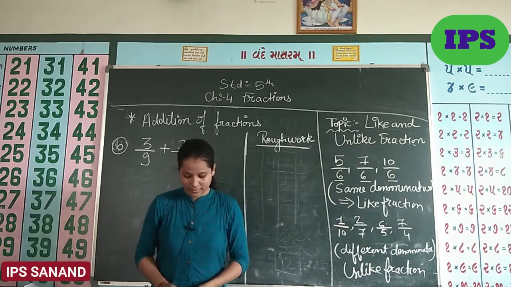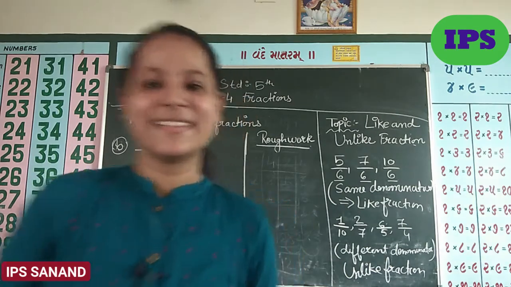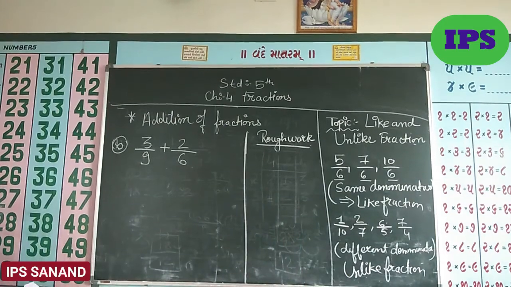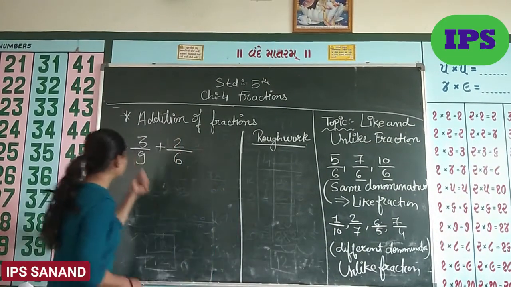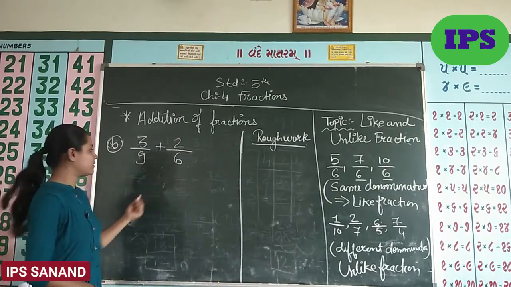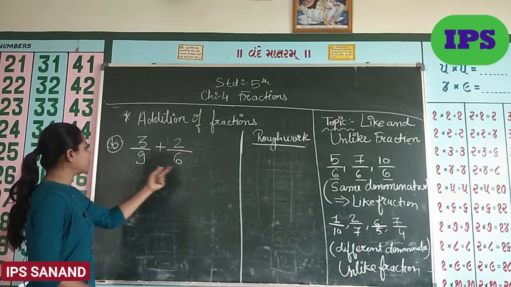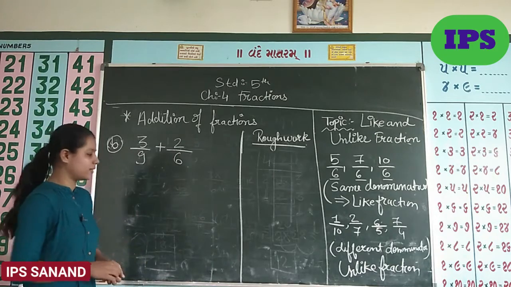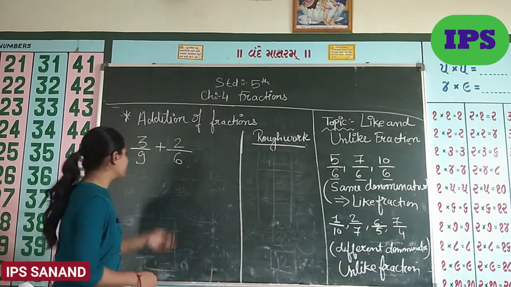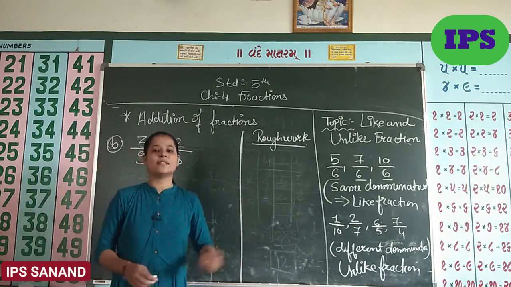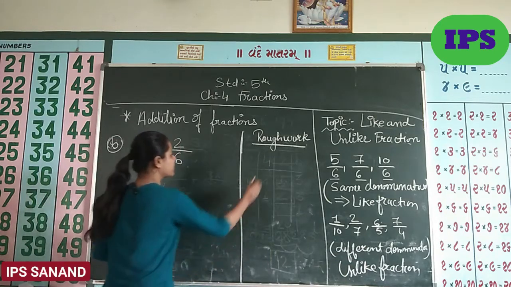Okay, just give me 1 minute. Okay, so where we were, hum yahan pe the 3 by 9 plus 2 by 6. As you can see, we have two fractions with different denominators. तो जब denominators different होते हैं तो वो unlike fractions होते हैं, और जब unlike fractions होते हैं तो हमें क्या find करना पड़ता है? LCM. So let's get started.